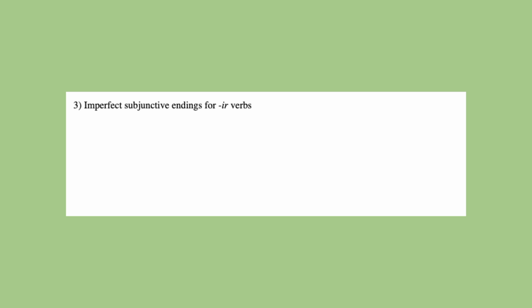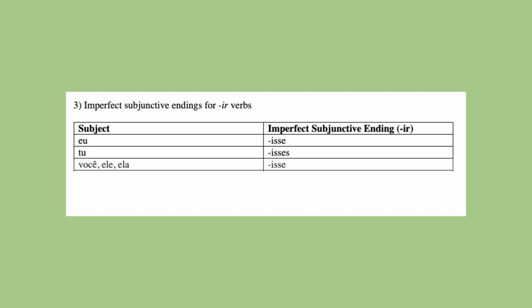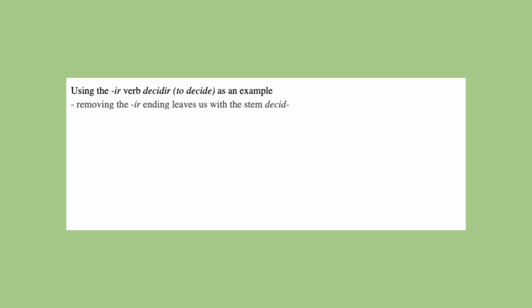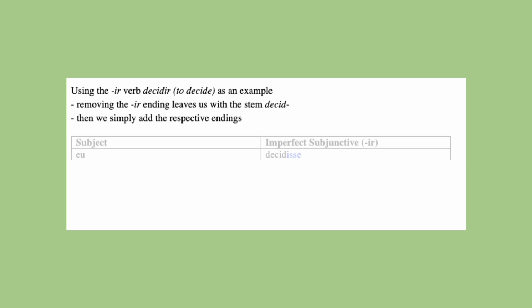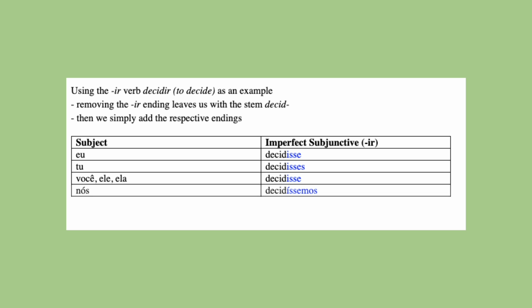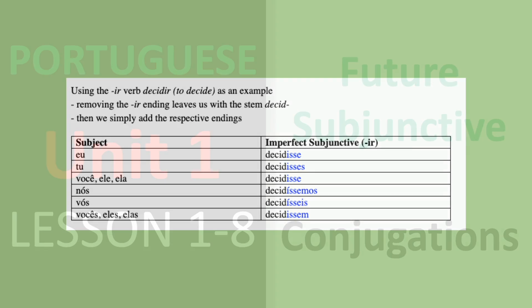The imperfect subjunctive endings for IR verbs: isse, isses, isse, íssemos, ísseis, issem. And decidir is also a regular verb, so all we have to do is remove the IR ending to obtain the imperfect subjunctive stem decid. And to this we add the imperfect subjunctive endings: decidisse, decidisses, decidisse, decidíssemos, decidísseis, decidissem.